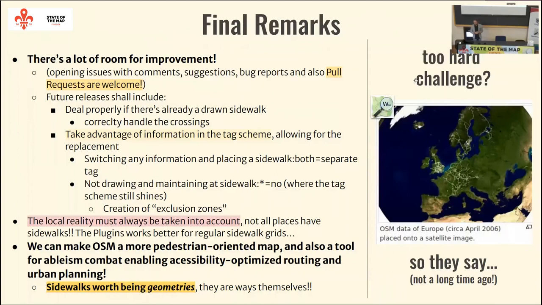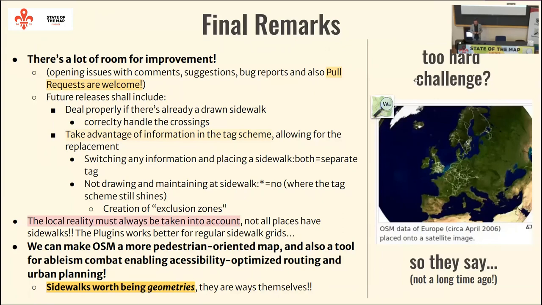There's a lot of room for improvement. Any comment, and opening an issue at GitHub, is welcome; the project is fully open source. All contributions are welcome. Another topic is that future releases shall properly deal with sidewalks that are already drawn, and take advantage of information in the tag schema, mainly for when there are no sidewalks. That is a very important thing to do.